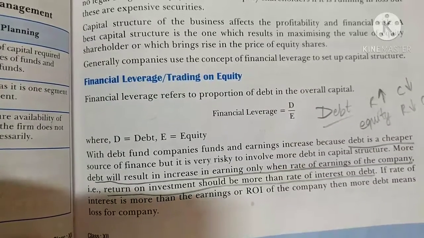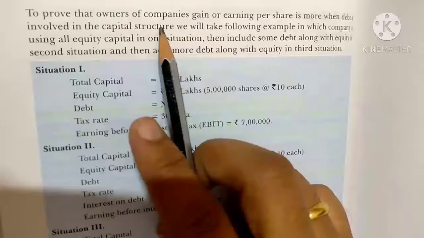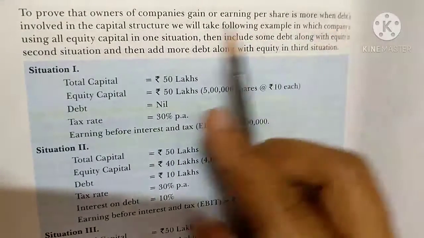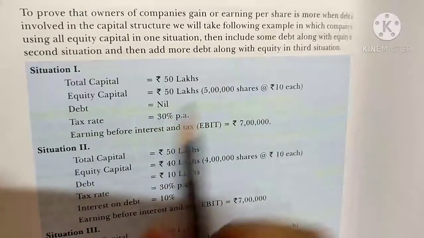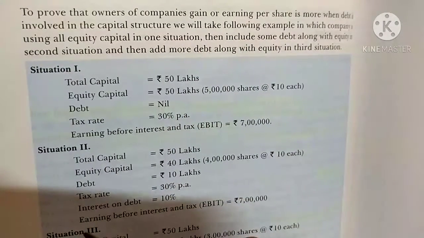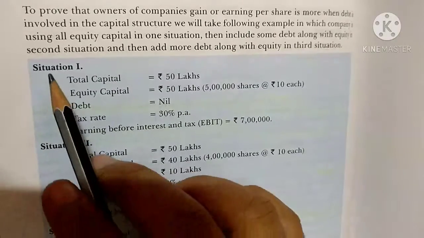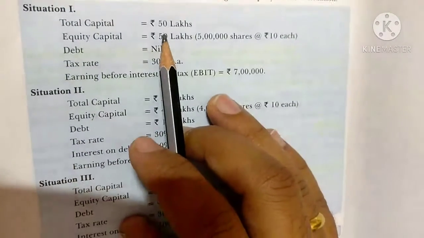Now let us understand this with a table. In order to prove that the owners' gain or earning per share is more when debt is involved in the capital structure, we will take the following examples. When debt is more, we will earn more. We will try to prove this concept through three situations. The first situation says that we have total capital of rupees 50 lakh.